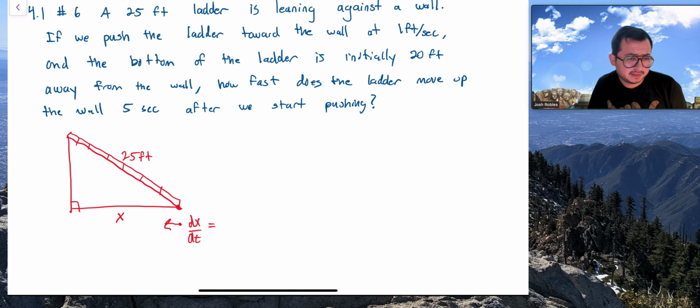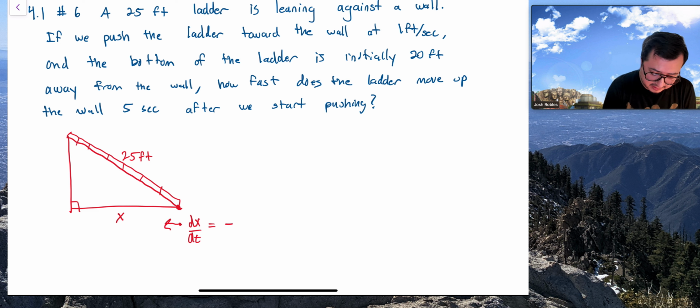As we pointed out in class, someone pointed out, not me, I'm not very good at this, actually, remembering to keep track of your negative signs can get you a more accurate answer. So x is actually shortening because the ladder is being pushed up against the wall, and so dx/dt is -1 feet per second.